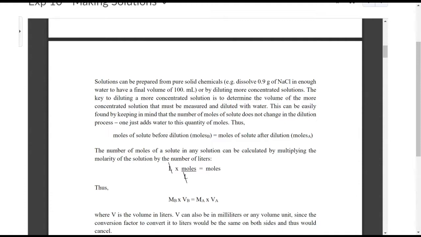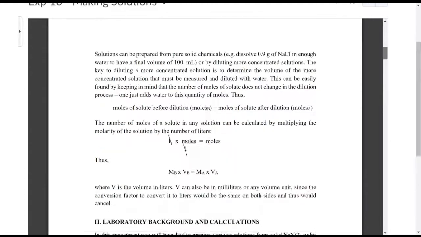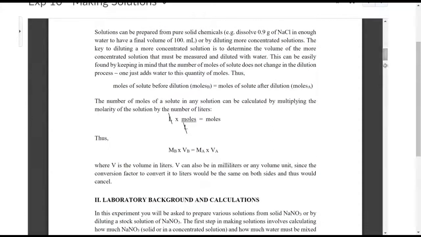I just want to make sure that the concentration unit is covered. You have read the experiment already, but to make sure everyone understands what we are talking about when we talk about molarity, where it's coming from, and what it means.